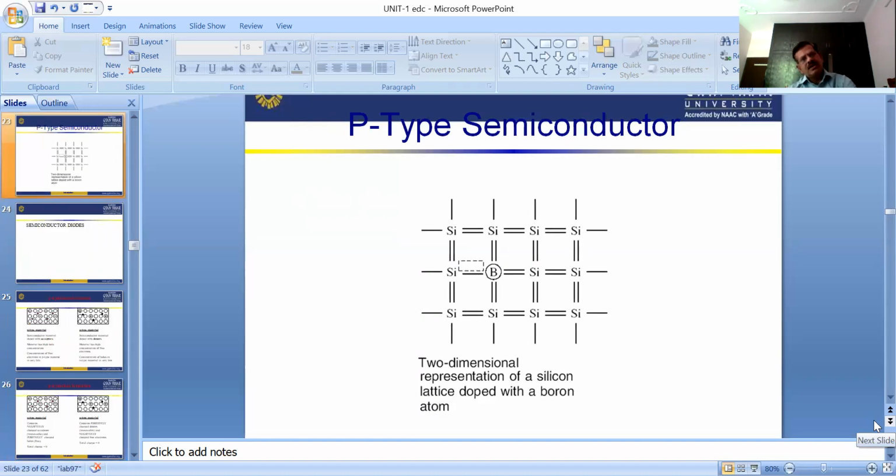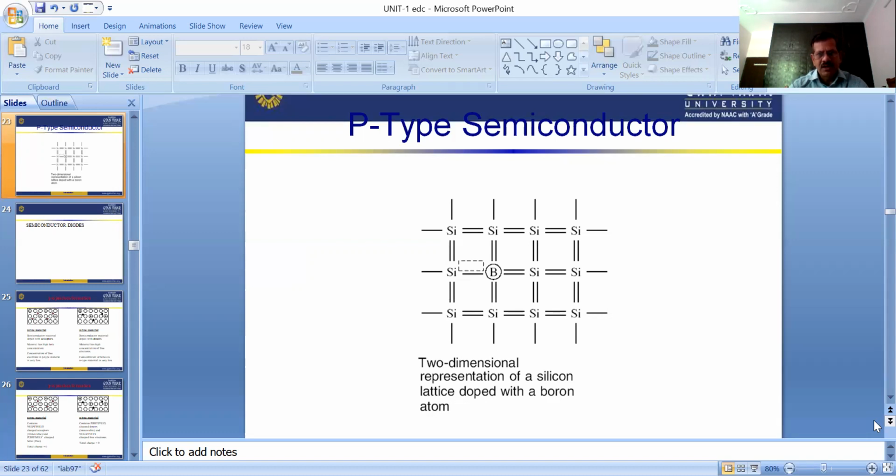Next is the p-type semiconductor. We know that we classify semiconductors into two types, p-type semiconductor and n-type semiconductor. Now we see in this slide a two-dimensional representation of a silicon lattice doped with boron atoms. Here, third group elements are doped into the silicon. After doping the third group elements into silicon, the silicon behaves as a p-type semiconductor.